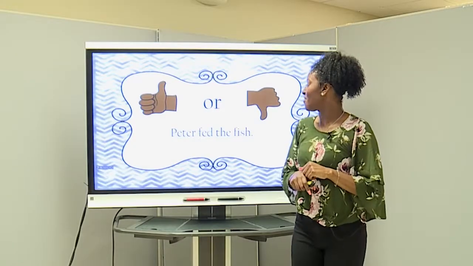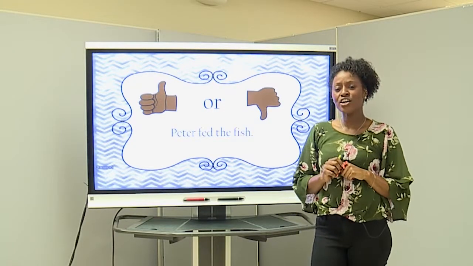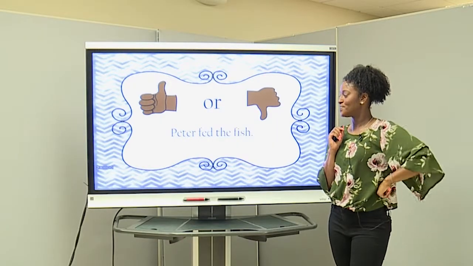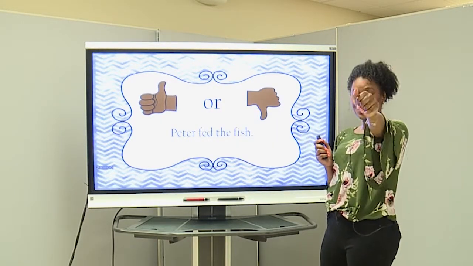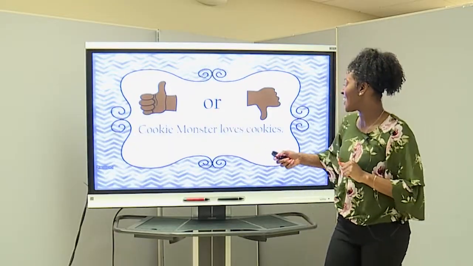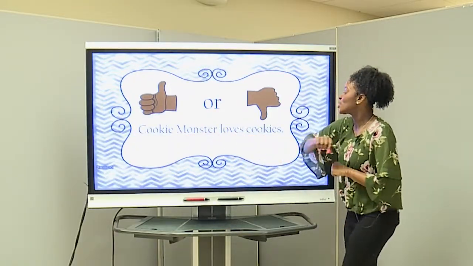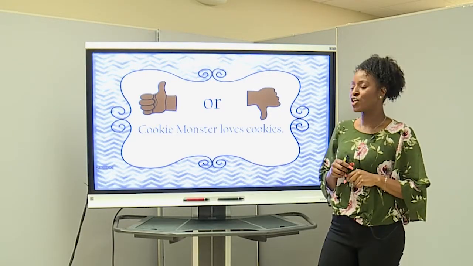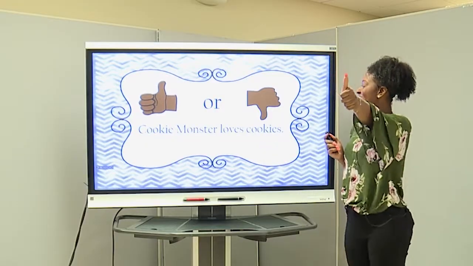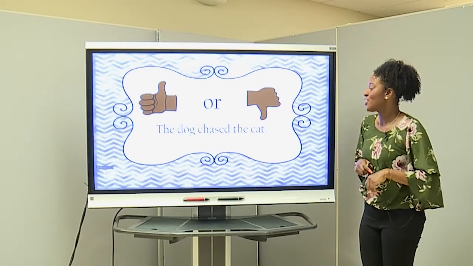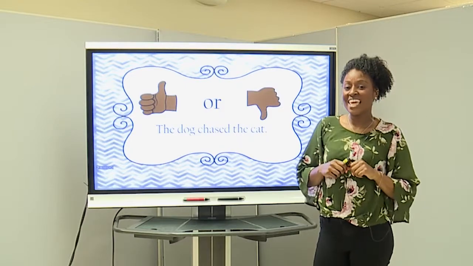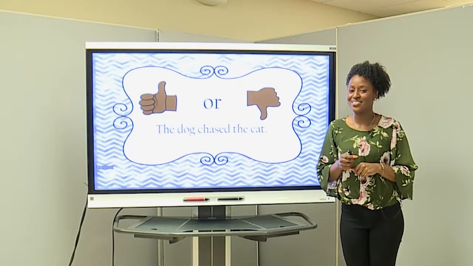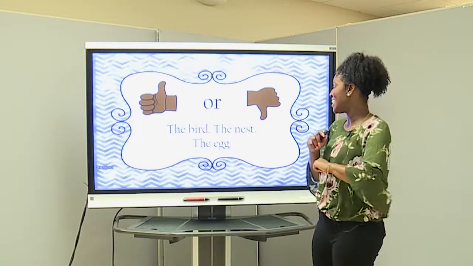Peter fed the fish. Did you say this one was a sentence? That's correct, guys. Cookie Monster loves cookies. This one is a sentence. The dog chased the cat. This one is a sentence.